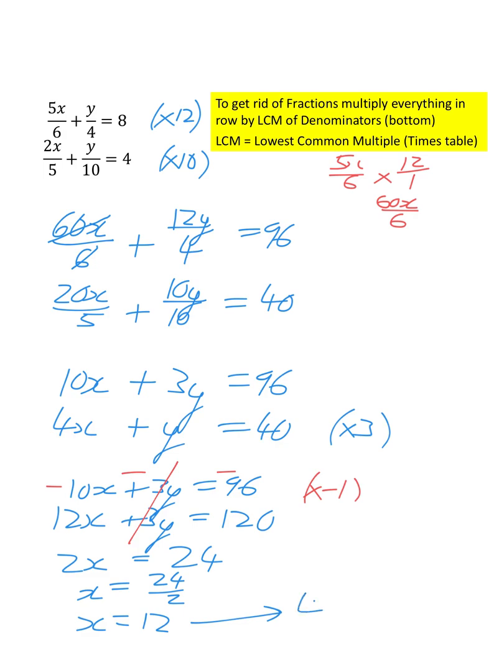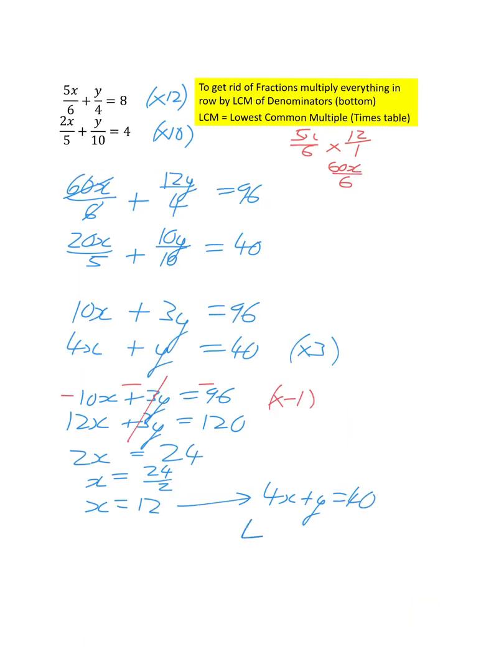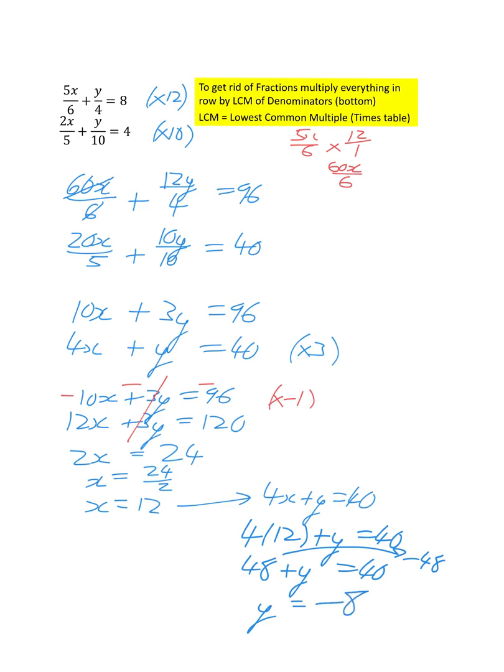So put it into 4x plus y equals 40. That'll be 4 times 12 plus y equals 40. So 48 plus y equals 40. Let's bring the 48 across. It'll become minus 48. So y equals 40 minus 48. That would be minus 8 as our answer. So our answer is x equals 12 and y equals minus 8.